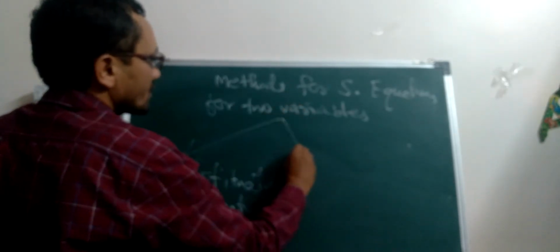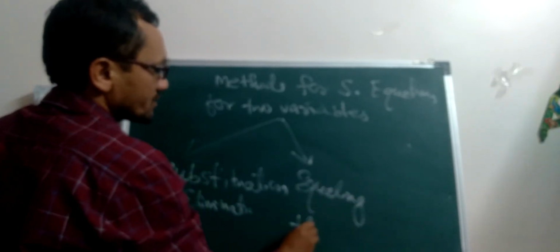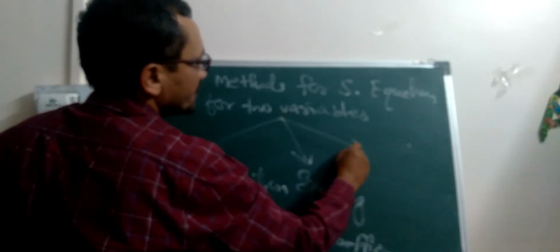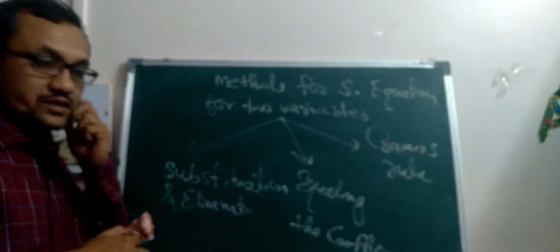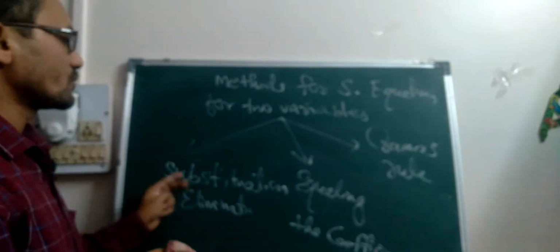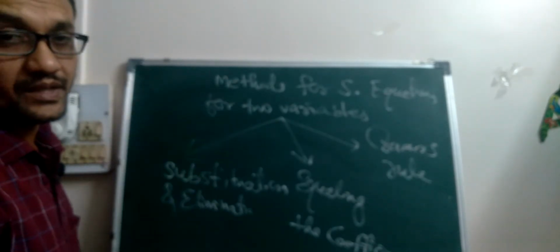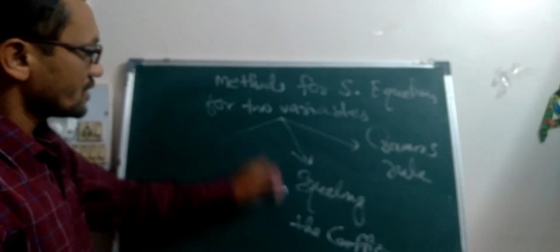The second method is equating the coefficients. And the third method is Cramer's rule. We can use any method to solve such type of equations. Whenever we are simply asked to solve, we will use any of the methods. We will see how to solve such type of equation by the substitution and elimination method, then equating coefficients, and then Cramer's rule.